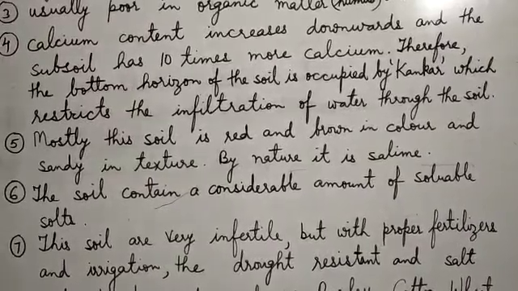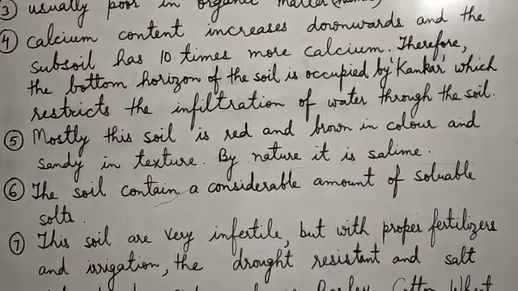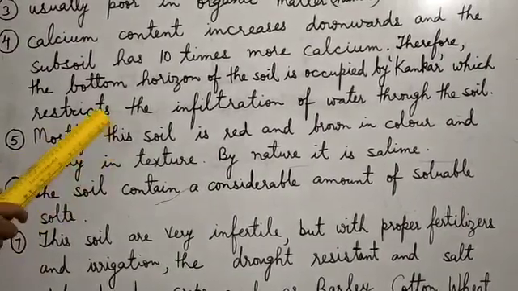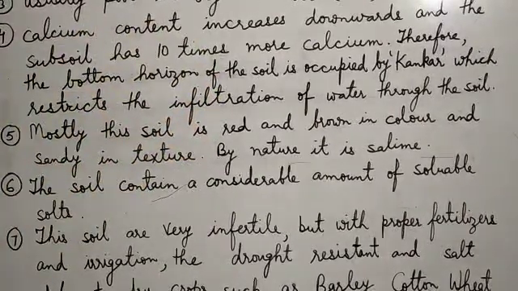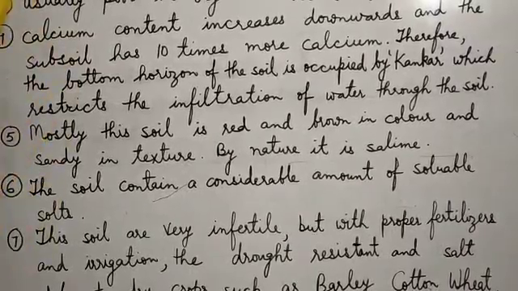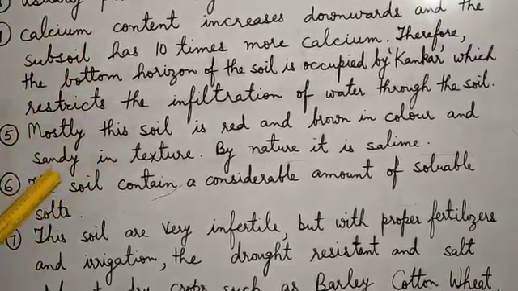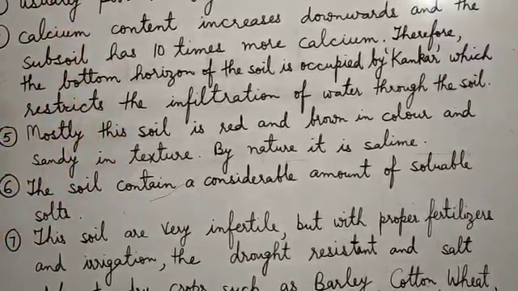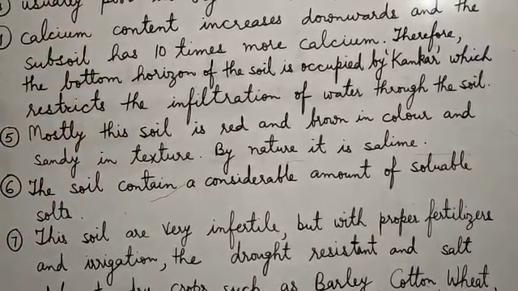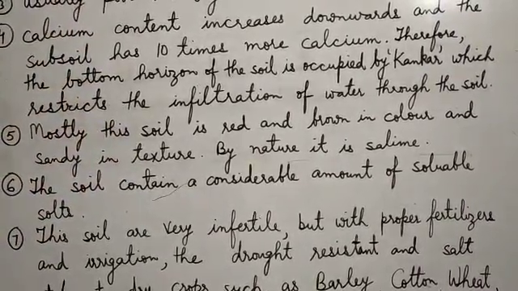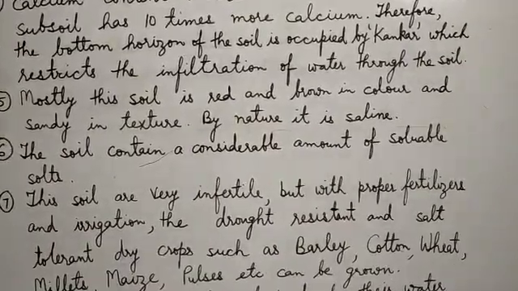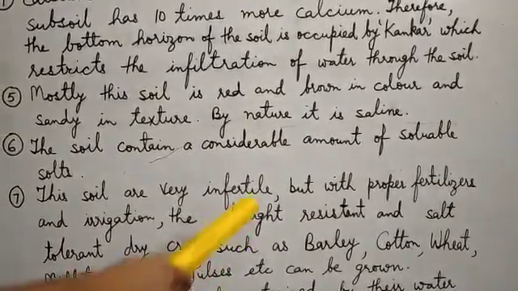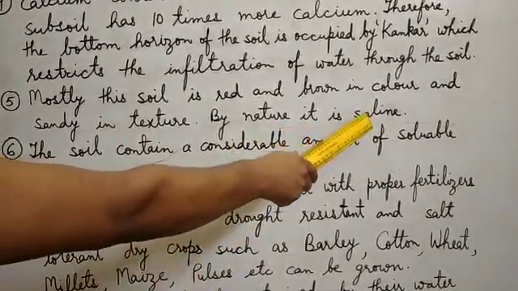The next feature is the color of this soil. This soil is mostly red and brown in color. And what is the texture? Due to the presence of more sand, it is sandy in texture. And the nature is saline, due to the presence of salt.